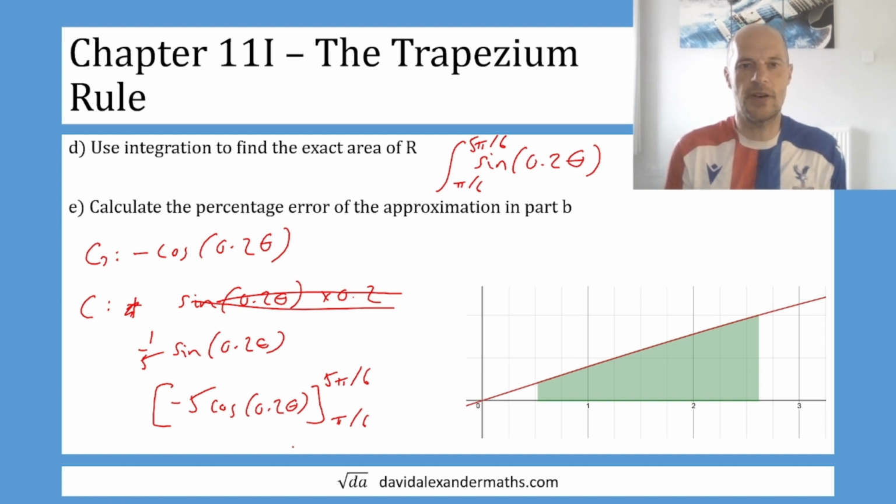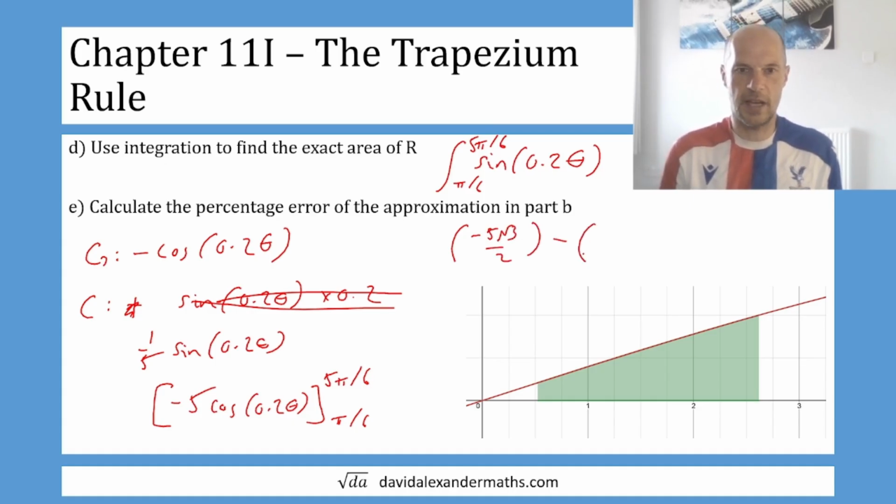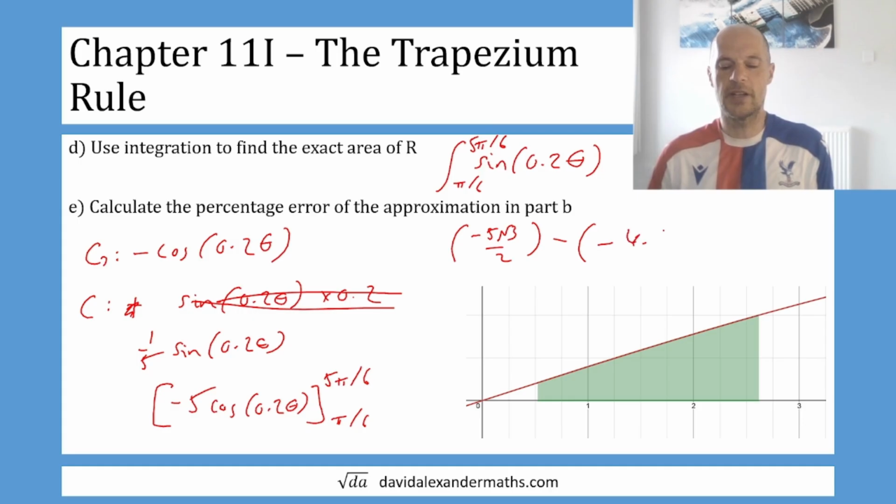Okay, right, let's use the 5 pi over 6. So minus 5 cos 0.2 times 5 pi over 6, and let me just put the brackets up here. So minus 5 root 3 over 2, take away, and let's do the same thing this time with the pi over 6. So negative 5 cos 0.2 times pi over 6, and I'm getting minus 4.9726.